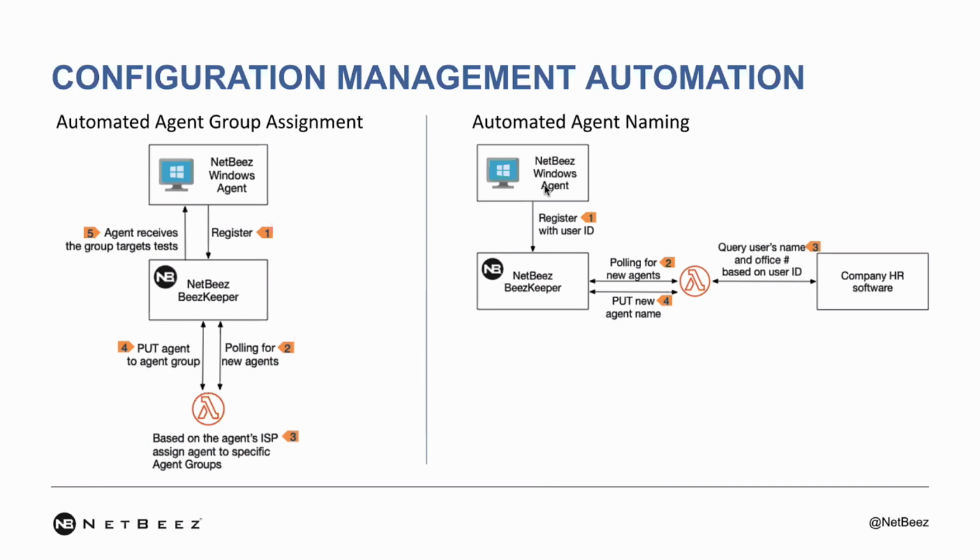The next automation use case is naming the agents automatically. So consider, again, the example of a Windows agent registering with the user's ID that is being read from the workstation itself.